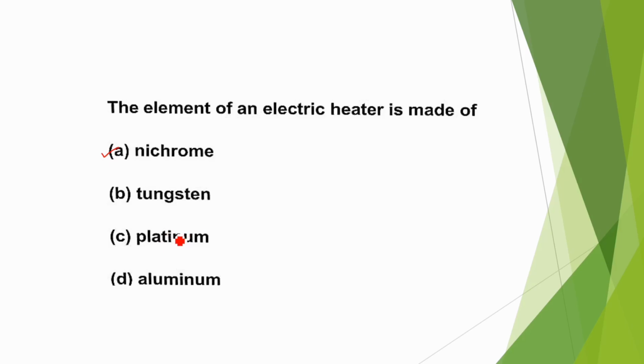Aluminium is a good conductor of electricity and heat, but it has low resistance, which means it doesn't heat up enough when current flows through it, making it unsuitable for heating elements. So the correct option will be nichrome. We'll proceed with the next question.